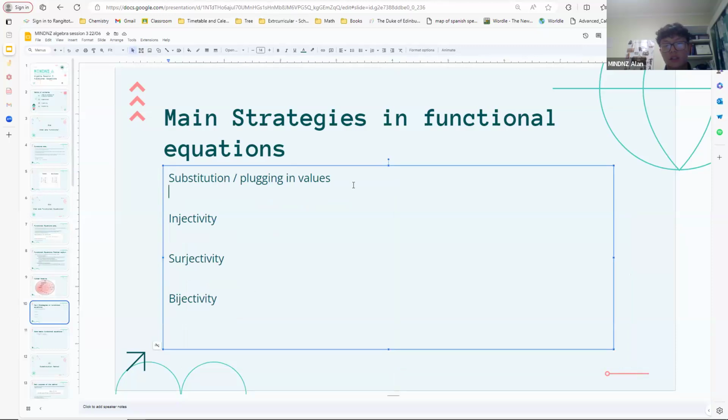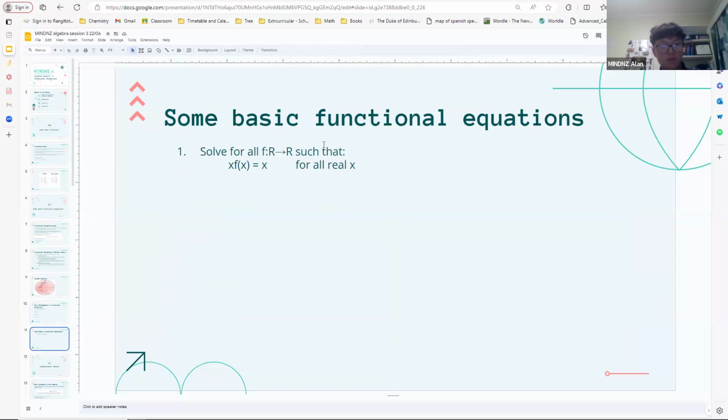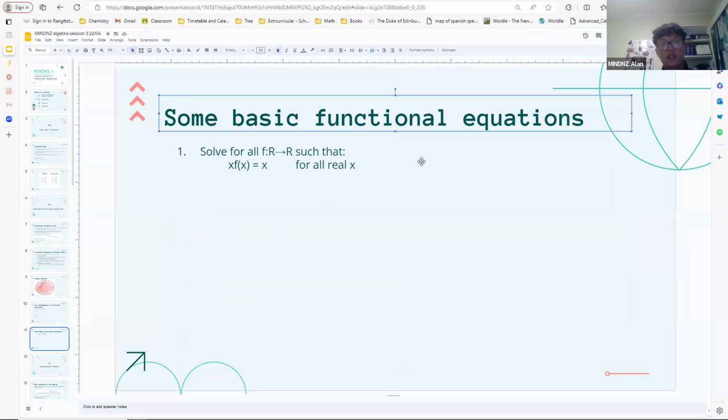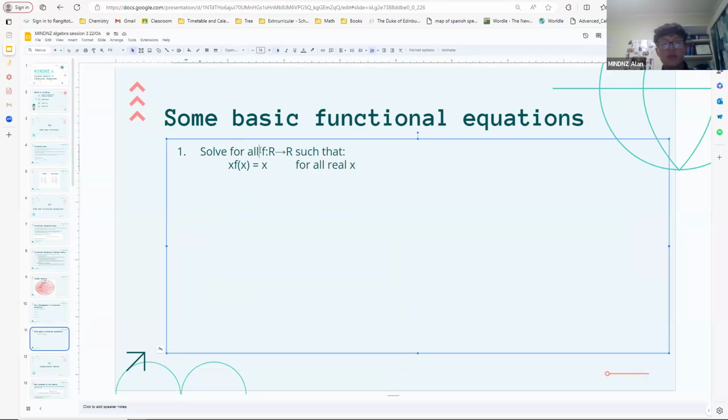Does anyone know what substitution is? It's where you set x to be a certain value, right? Like 1, 0, -1. So this is a basic functional equation. For all f that maps from R to R, find f of x such that x times f of x equals x. I'll give you guys 30 seconds to try that.